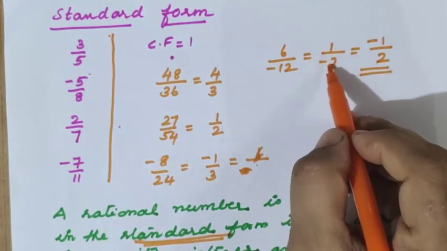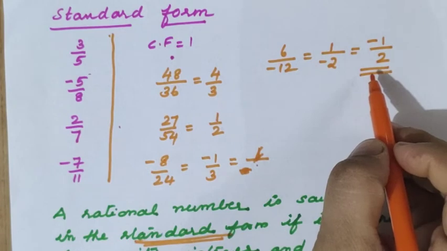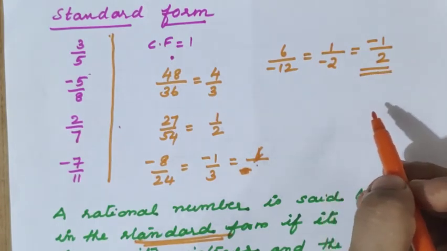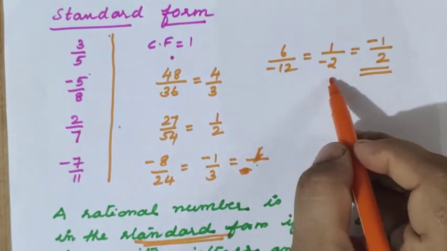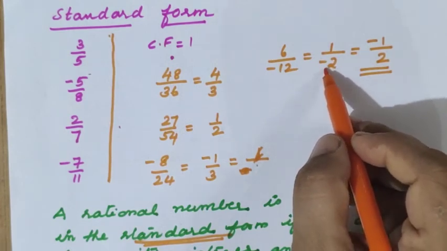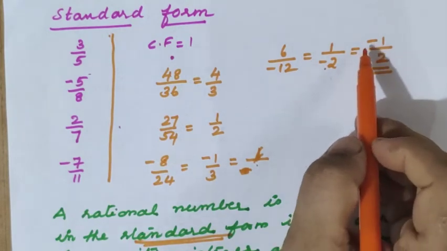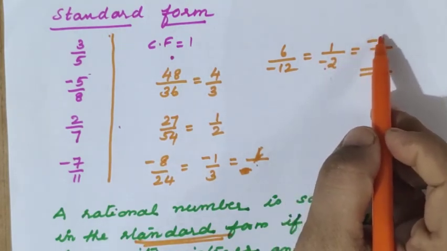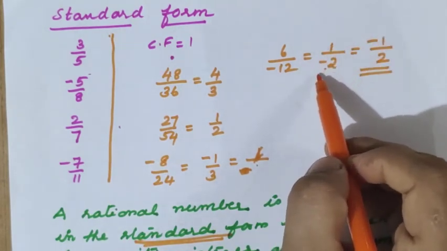If you are expressing 1 by minus 2, that is not in the standard form, because you know that when I explained the definition, I told clearly that the denominator is a positive integer. So here it is a negative integer. So we should take back the sign to the numerator. And again, it is a negative rational number only.